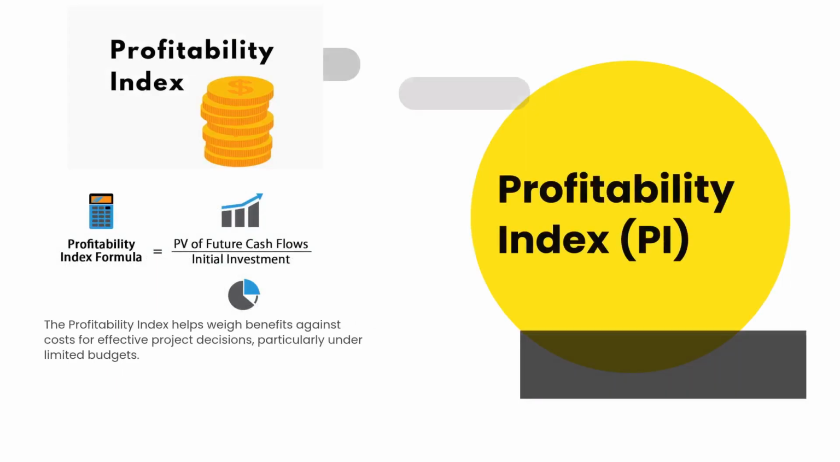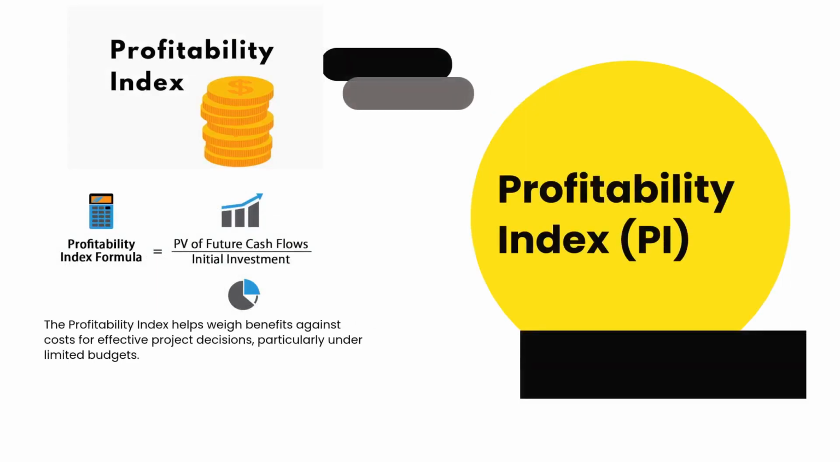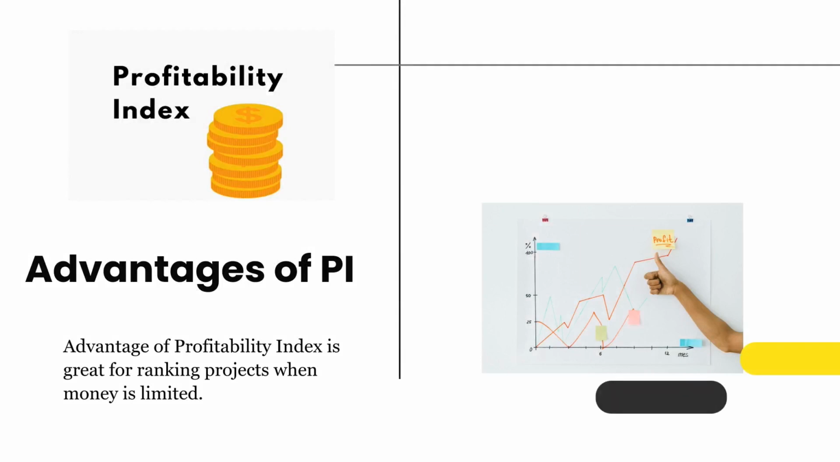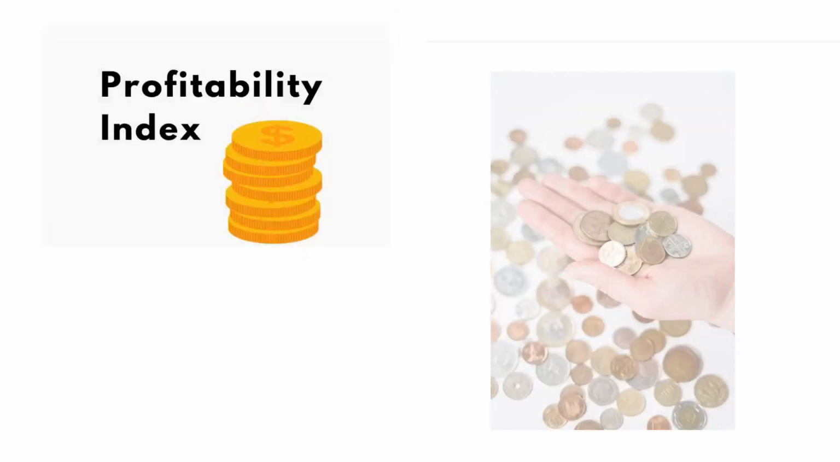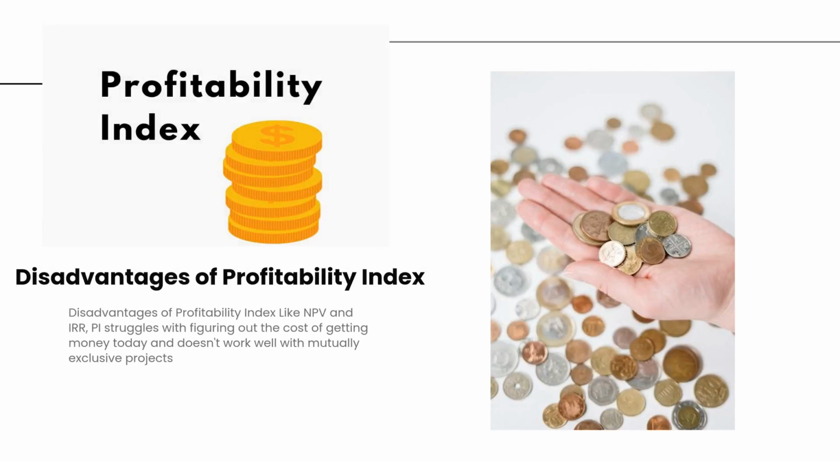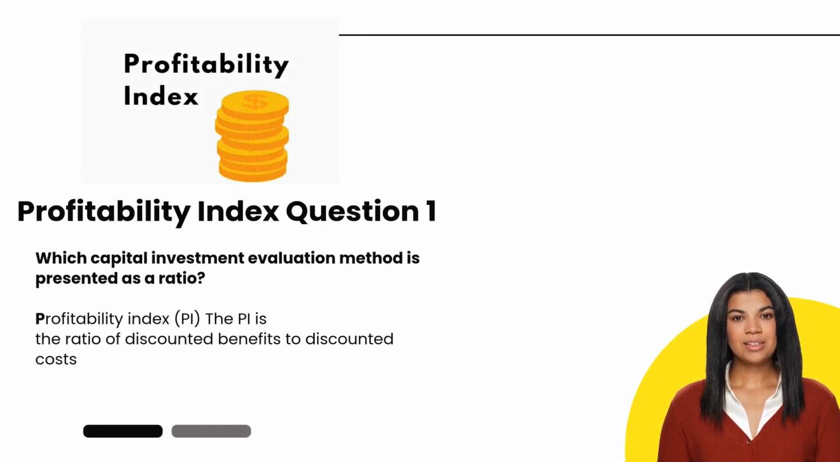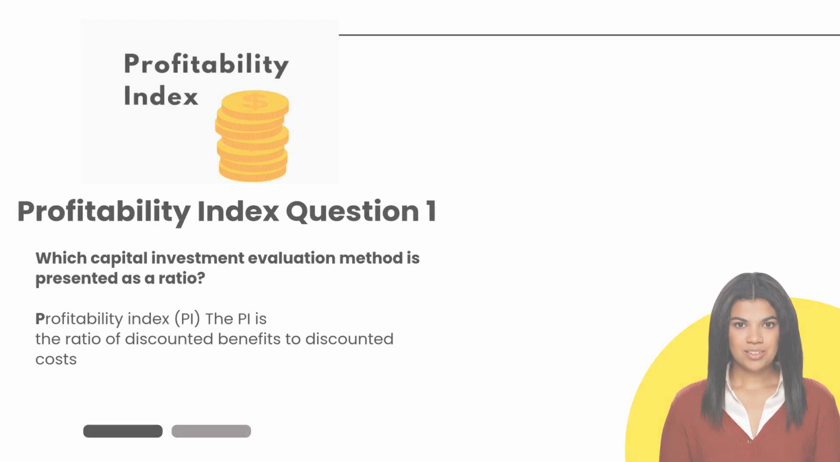Profitability index is like comparing benefits to costs, helpful when choosing between projects, especially with a tight budget. An advantage of the profitability index is that it is great for ranking projects when money is limited. Disadvantages of the profitability index, like NPV and IRR: PI struggles with figuring out the cost of getting money today and doesn't work well with mutually exclusive projects. Which capital investment evaluation method is presented as a ratio? Profitability index, PI. The PI is the ratio of discounted benefits to discounted costs.